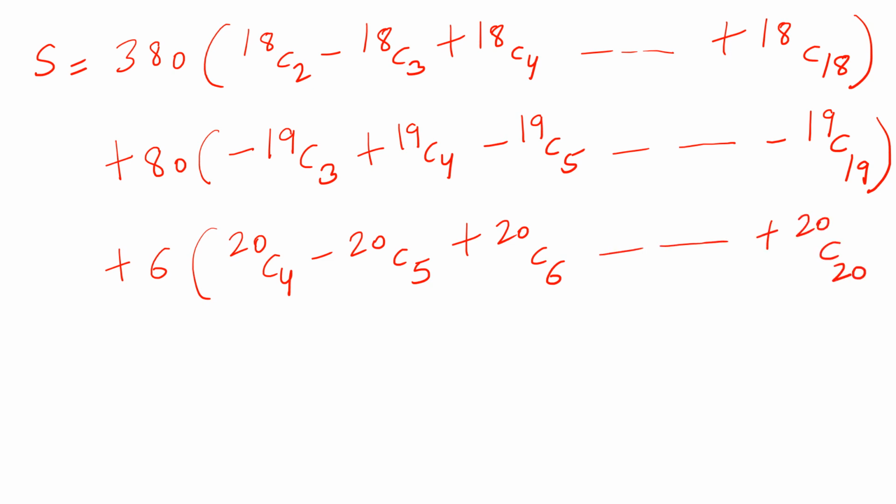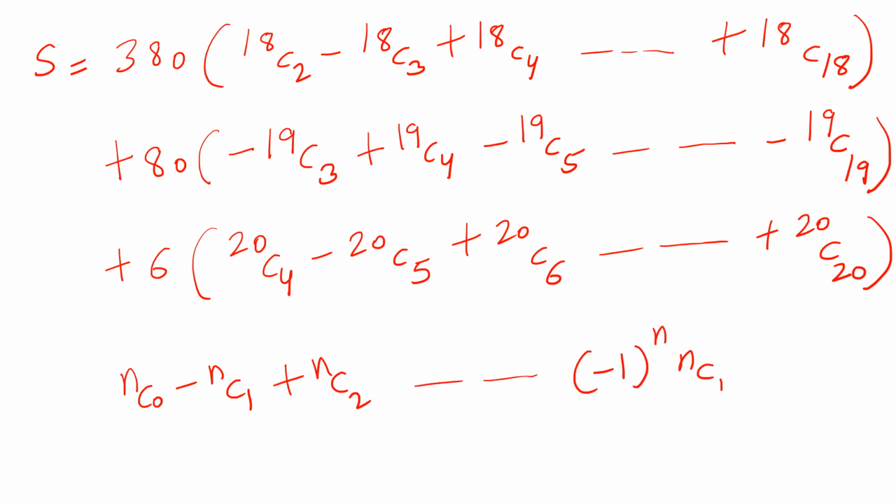Now students, we know that NC0 minus NC1 plus NC2 and so on till minus 1 to the power n into NCn is equal to 0. So I will use this property to find the values of all of these terms. Now students, we move further.